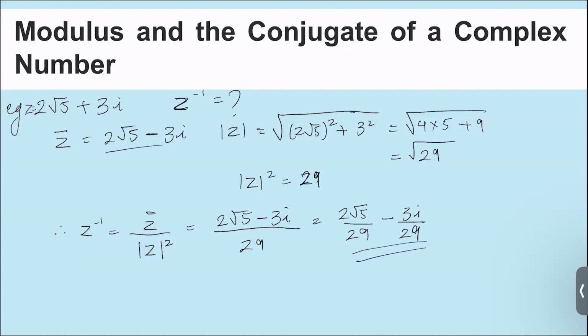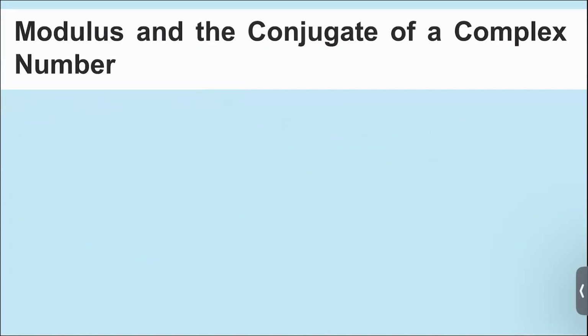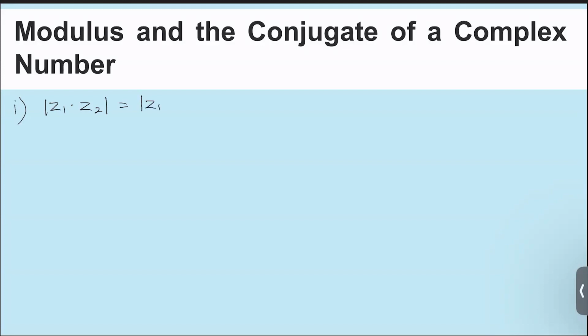Now, similarly, as we saw when we were doing the algebraic operations, there were a few rules or results or equalities that we could prove. So let's prove some of them. The first would be that the modulus of a product of two complex numbers can easily be simplified as the product of the moduli of each of the respective complex numbers. Okay, so let's see how we can prove it.